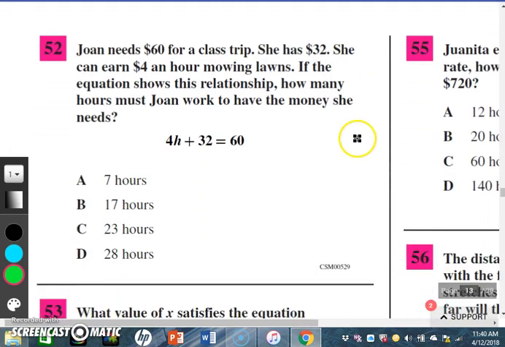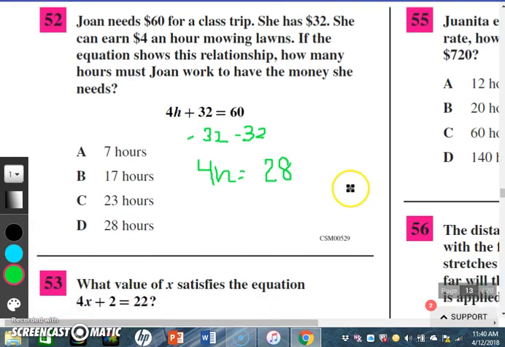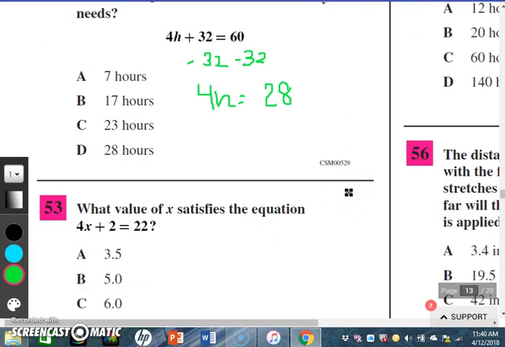For those that have paper right now, please go ahead and solve for h. And I'll give you a little hint. Take away 32 from both sides. And you should have 4h is equal to 28. You should know how to divide both sides by the coefficient, which will tell you what h is. Go ahead and try that.